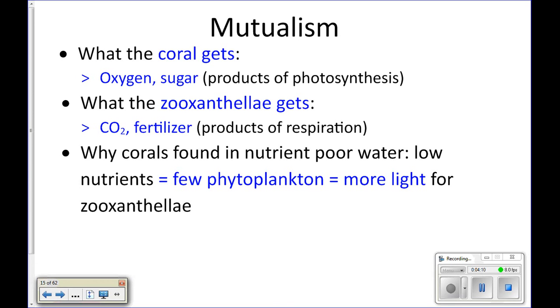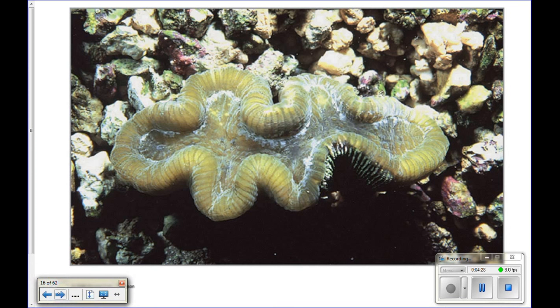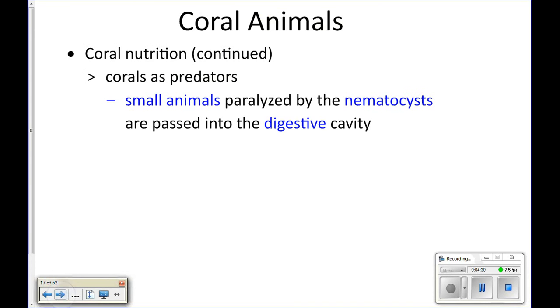Okay? So they need that nutrient-poor water in order to prevent phytoplankton blooms, so they can get sunlight for their zooxanthellae. Does that make sense? Okay. So that's why they need to live in nutrient-poor water. Picture of coral. Okay. So that's how zooxanthellae are the way that coral get most of their energy.